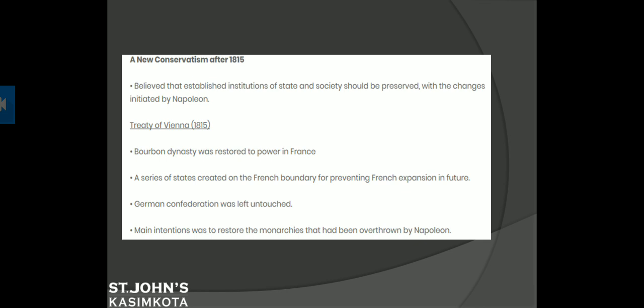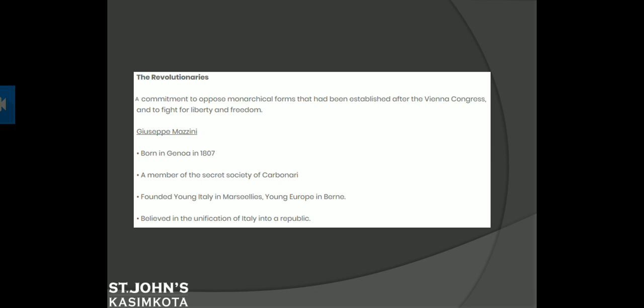The Bourbon dynasty was restored to power in France. A series of states were created on the French boundary for preventing French expansion in future. The German Confederation was left untouched. The main intention was to restore the monarchies that had been overthrown by Napoleon. So these are the important points of the Treaty of Vienna.